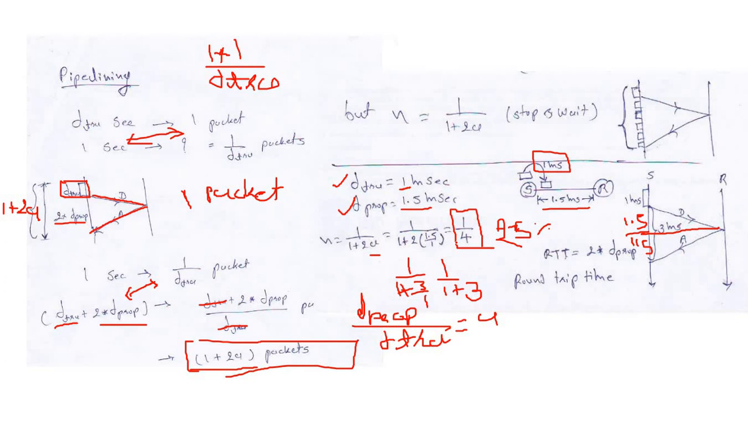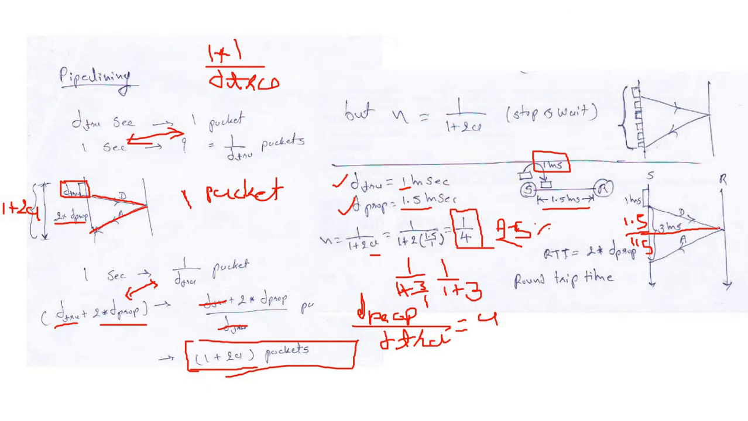Now, if you don't want to go with the calculations, like suppose a question is asked in a competitive exam, what you have to do? There is no need to put the equation and make the calculations, because you have very little time during competitive exams whenever you are solving MCQs. So go with the diagram. What is the transmission time? Transmission time is 1 millisecond. What is the propagation time? Propagation time is 1.5 milliseconds.